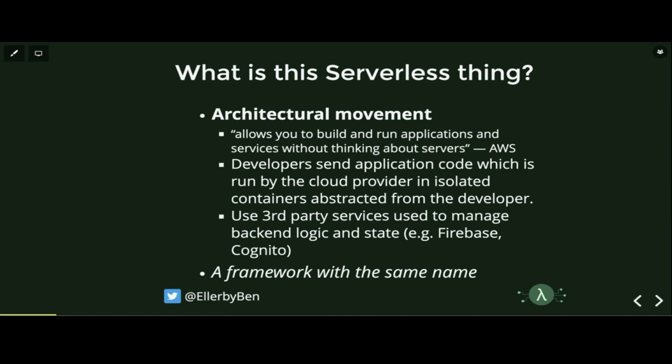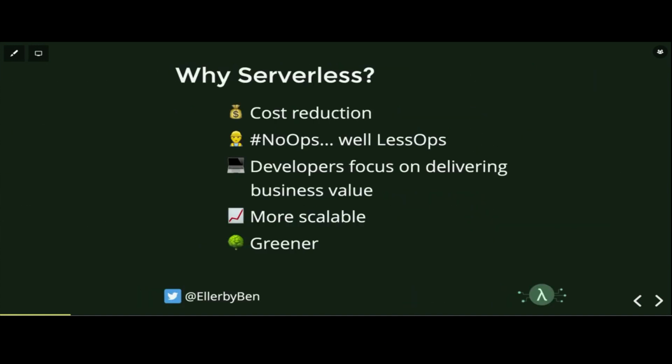There's also importantly the use of third-party services for managing things like back-end logic and application state. For instance, Firebase or Cognito for identity as a service, or outside of AWS, you could use something like Okta for identity as a service. Confusingly, it's also a framework with the same name, which makes talking about serverless sometimes a little bit confusing. In this talk, we're really going to be talking about serverless, the architectural movement, rather than serverless, the framework.